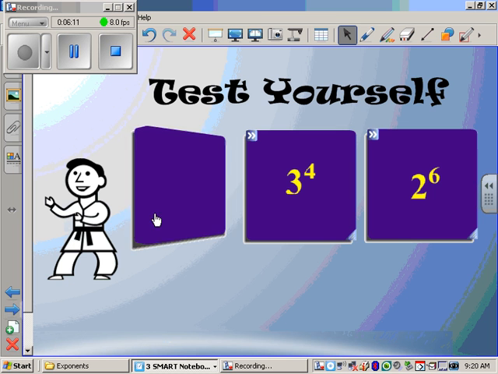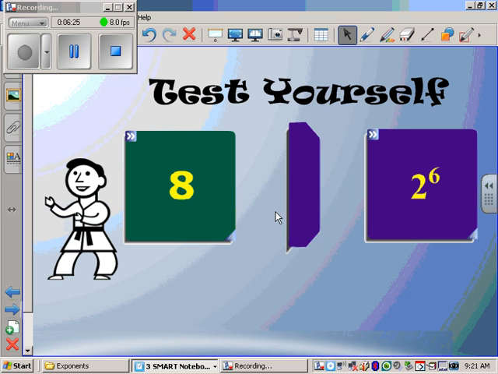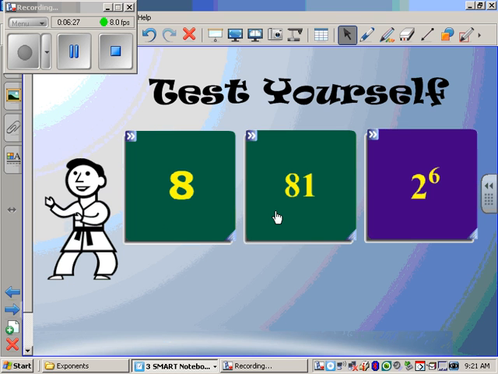2 to the 3rd power, hopefully you got 8. 2 times 2 times 2 equals 8. 3 to the 4th power, which we did earlier in this video, 3 times 3 times 3 times 3 is 81. 2 to the 6th power, which would be multiplying the 2 by itself 6 times, comes out to 64.